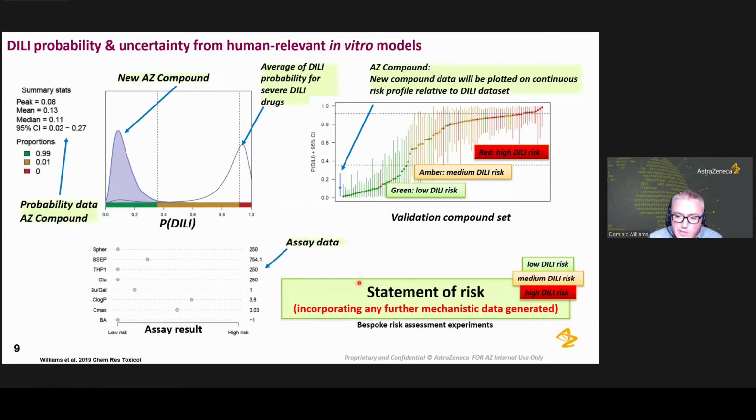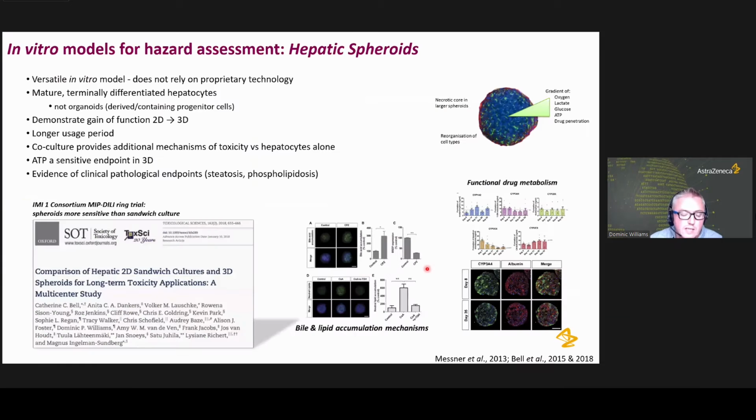Probably the most interesting part of this is this statement of risk at the bottom, and this is really where we incorporate any bespoke understanding of risk, where further mechanistic data is generated, and the two things are combined: a very formalized quantitative risk assessment versus slightly lower throughput models, but using primary human hepatocytes. And I'll take you through some of these assays.